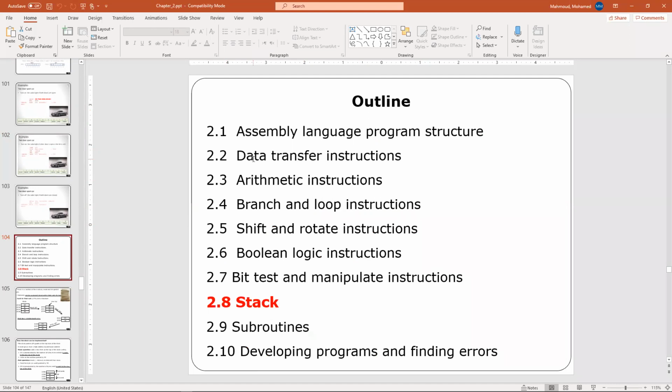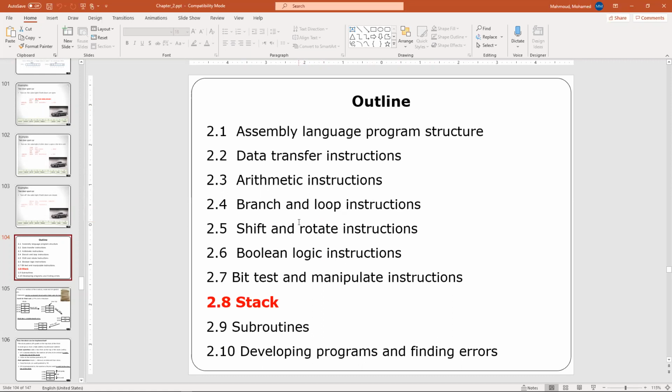I explained data transfer instructions: load, store, equal. How can you make equal in assembly? I explained arithmetic instructions. We did a lab on this one: how you can add, subtract, multiply, divide, increment, decrement, and so on. Also, I explained how you can do branch and loop instructions. I explained how you can do for loops and while loops using assembly.